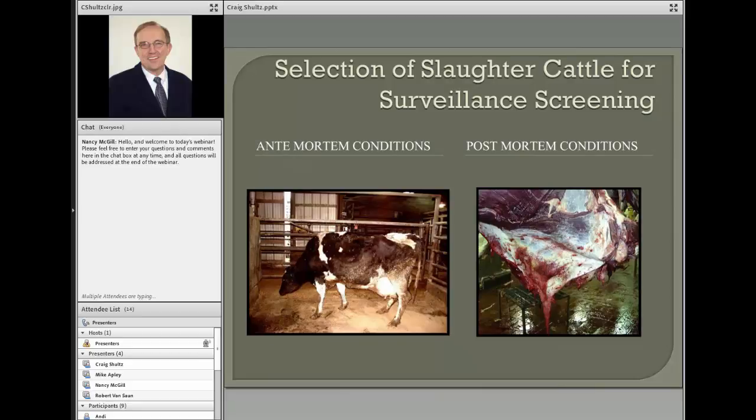So now let's go to the slaughter plant and just talk a little bit about how surveillance is done at slaughter. Not all dairy cows that go to slaughter are screened for residue, for violative residues. I think that's a misunderstanding by many who ship cattle. Only cattle that have at-risk antemortem and postmortem conditions are going to fall into this category.